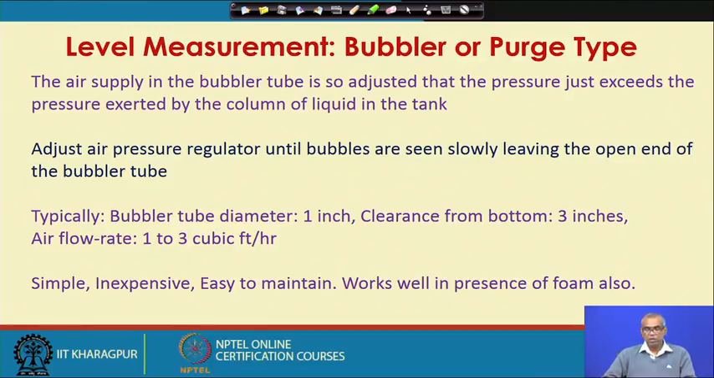Typically, bubbler tube diameter is about 1 inch, clearance from the bottom is around 3 inches, and air flow rate is maintained between 1 to 3 cubic feet per hour. Bubbler or purge type liquid level measurement is simple, inexpensive, and easy to maintain. It also works well in the presence of foam. It also works well for liquids containing slurry.